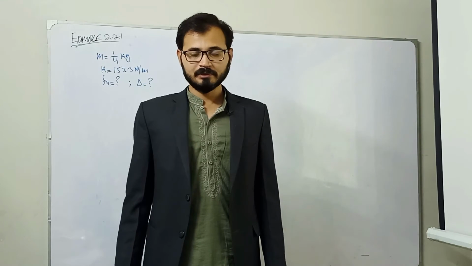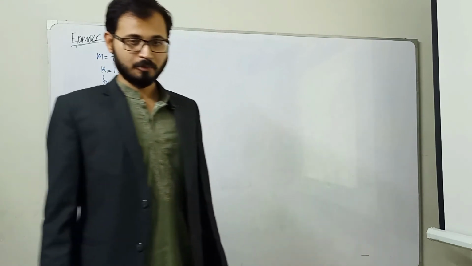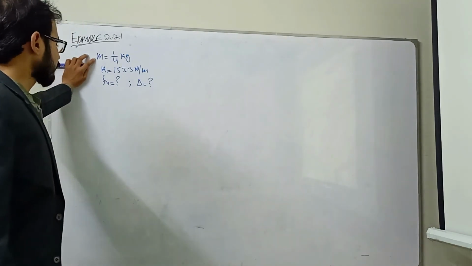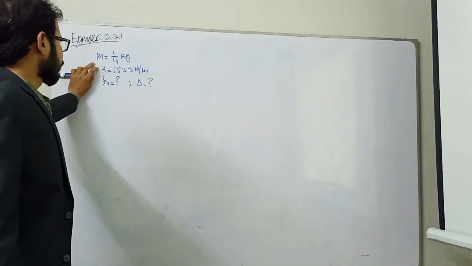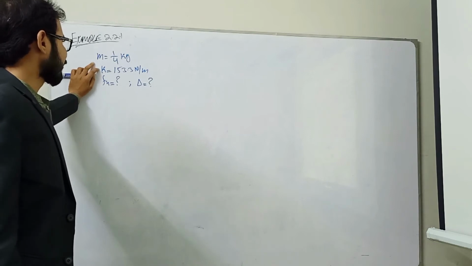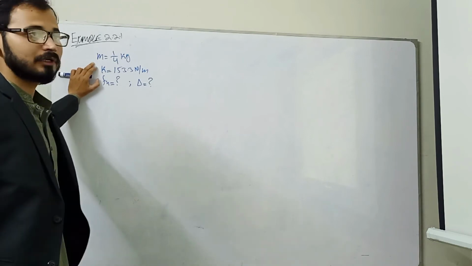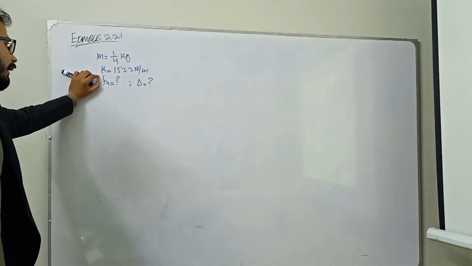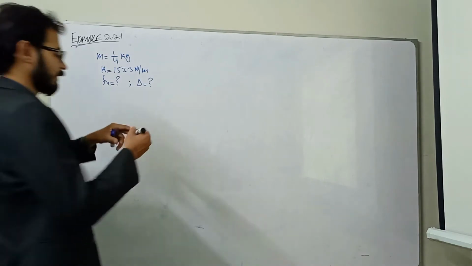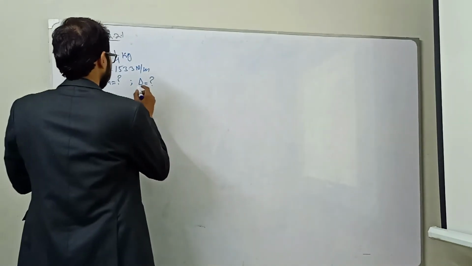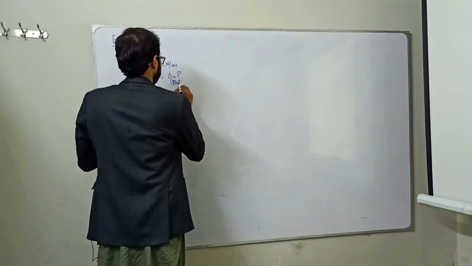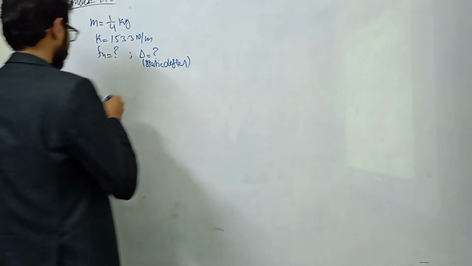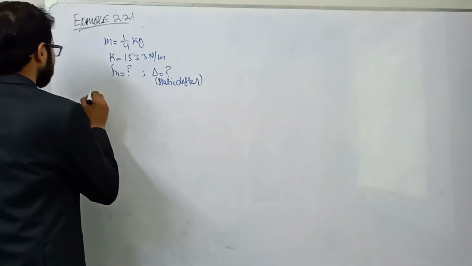This is a numerical example from the slides, problem number 2.2.1. We have been provided with the mass, which is 1/4 kg, and the value of stiffness, which is about 153.3 Newton per meter, and we are asked to find the value of natural frequency and static deflection. So first of all, we need to find the natural frequency.